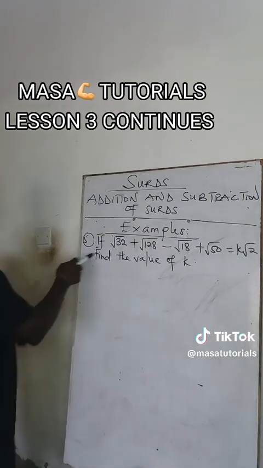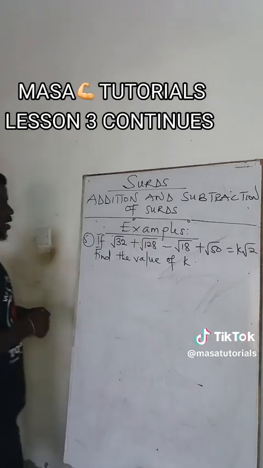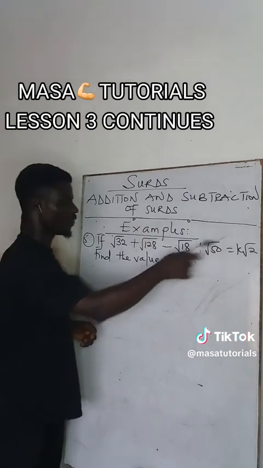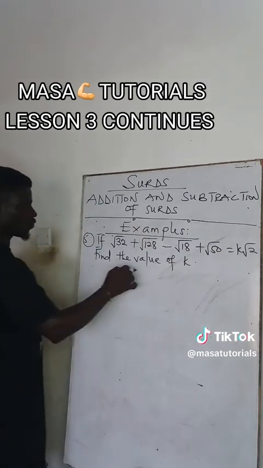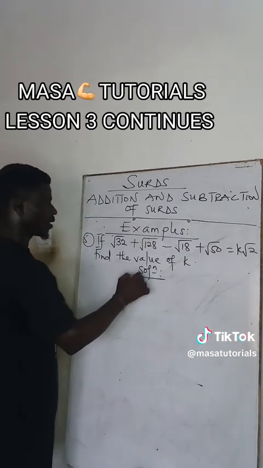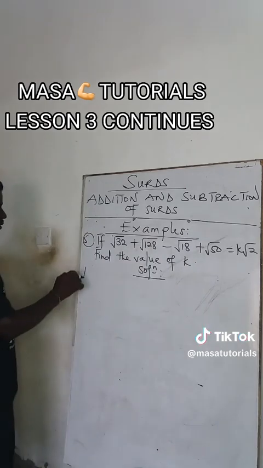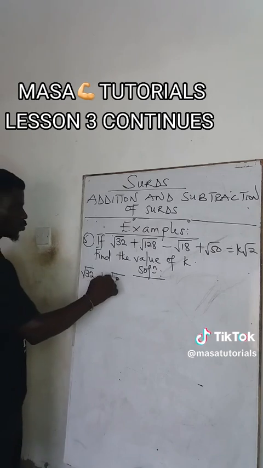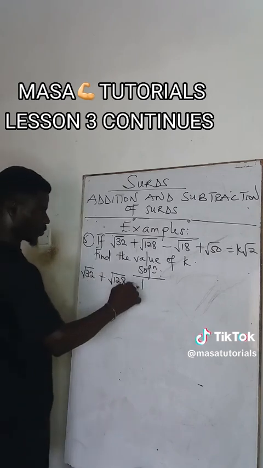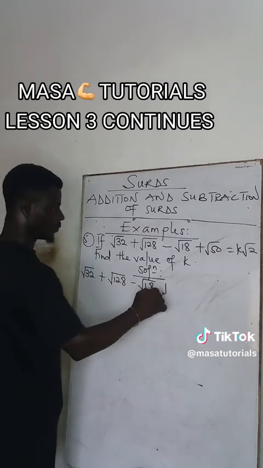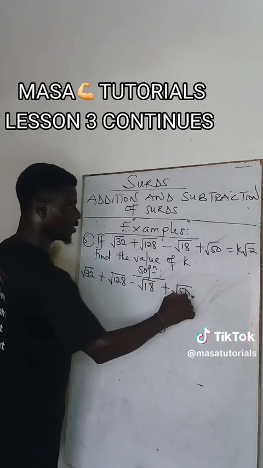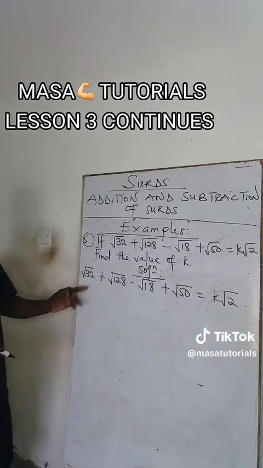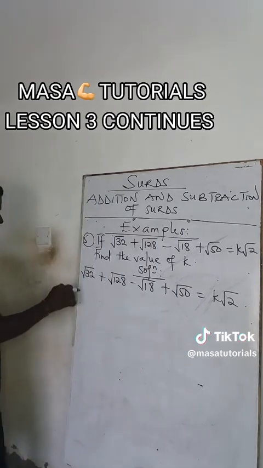Alright, let's see this one. If square root of 32 plus square root of 128 minus square root of 18 plus square root of 50 equals k square root of 2. Now this time around, this is an equation involving k. So square root of 32 plus square root of 128 minus square root of 18 plus square root of 50 equals k square root of what? 2. Now square root of 32, we need to reduce that.